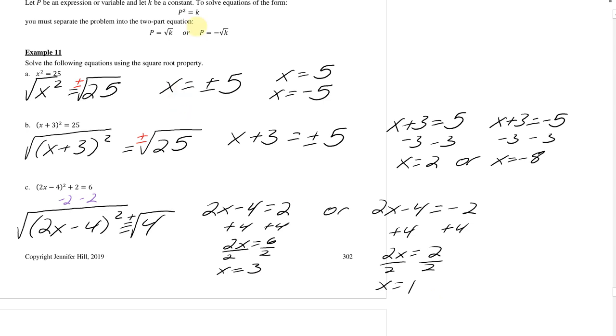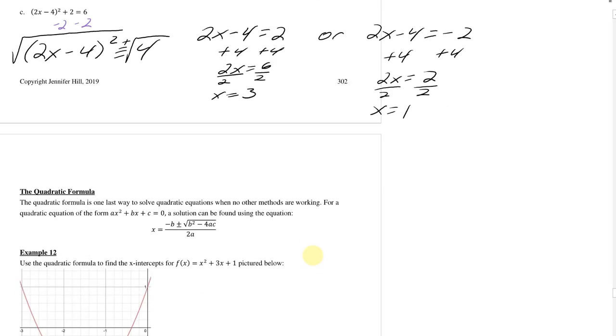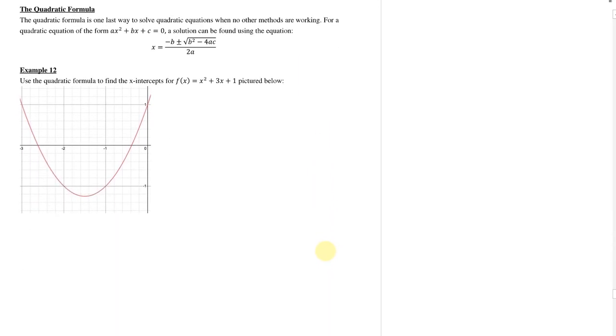So this is one method you can use for solving quadratics. Now I want to show you one last way. The last way is known as the quadratic formula. So the quadratic formula is this. And so basically what you do is you take an equation of the form, so this is the key right here.